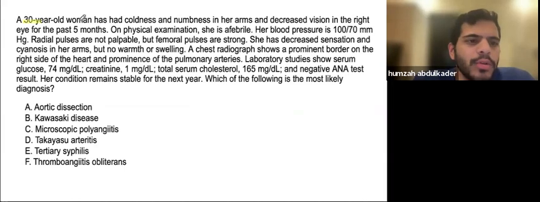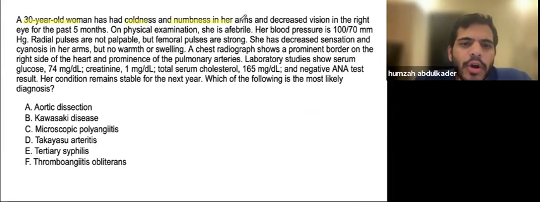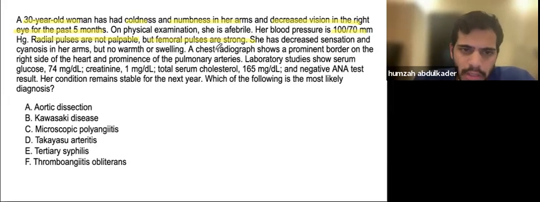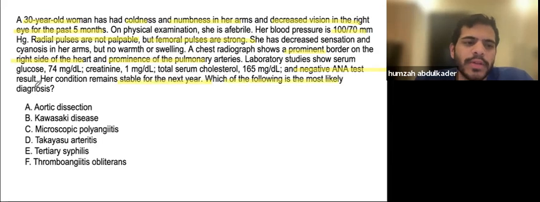Okay. A 30-year-old woman has had coldness and numbness in her arms and decreased vision in the right eye for the past 5 months. Physical exam, she is afebrile. Her blood pressure is 100/70. Radial pulses are not palpable, but femoral pulses are strong. She has decreased sensation and cyanosis in her arms, but no warmth or swelling. A chest radiograph shows a prominent border on the right side of the heart and prominence of the pulmonary arteries. Lab studies show serum glucose 74, creatinine of 1, cholesterol 165, negative ANA. Her condition remains stable for the next year. Which of the following is the most likely diagnosis? You're already answering it. Okay, easy.